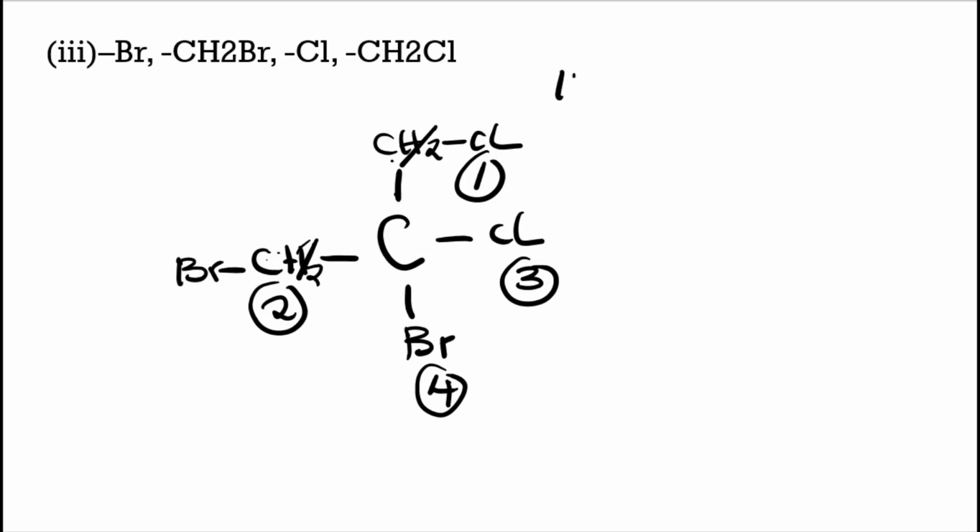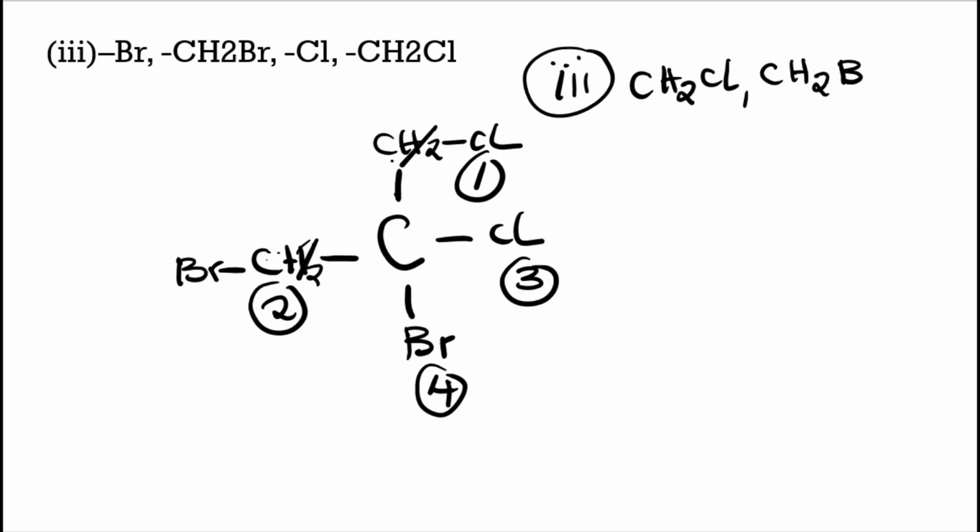So in assigning priority from lowest to highest, you're going to have CH2Cl, followed by CH2Br, followed by Cl, and then bromine is going to be the last one.